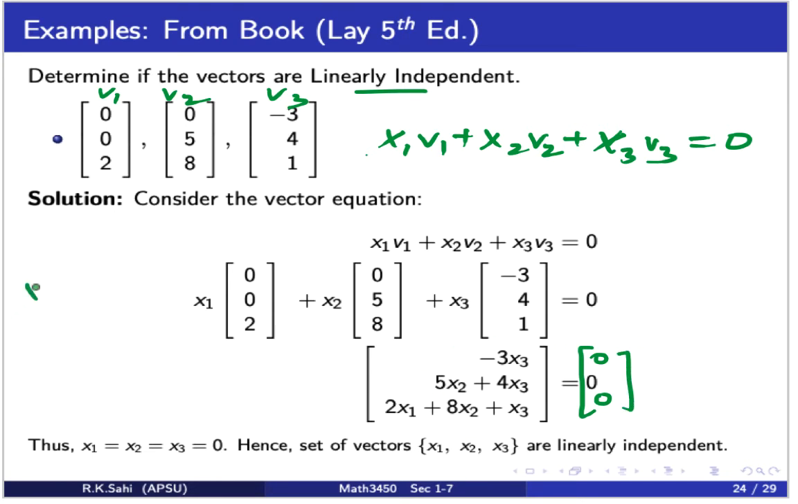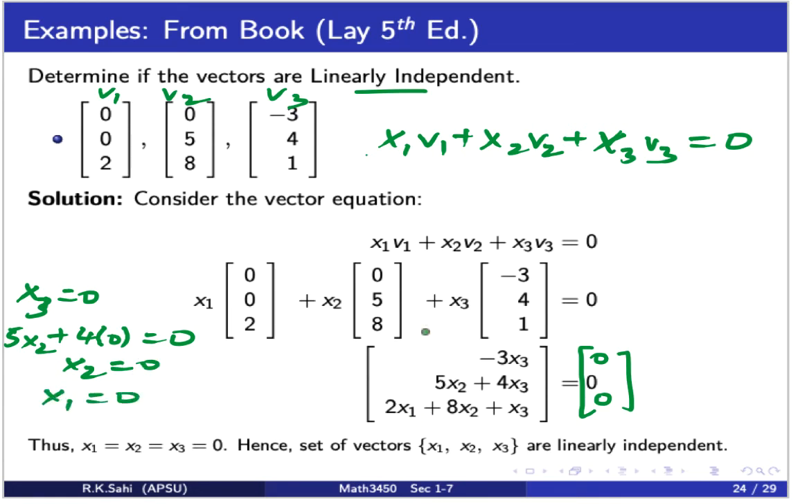So clearly from the top, x3 is 0, because it is now equality of vectors. The second equation says 5x2 plus 4x3 is 0. x3 is already 0, so 5x2 plus 4 times 0 is 0, according to the equality of vectors. Clearly x2 is 0. In a similar fashion, we get x1 to be 0. So the only way this vector equation is 0 is if all the xi's are 0. That's the definition of linear independence. So hence we say the set of vectors is linearly independent.